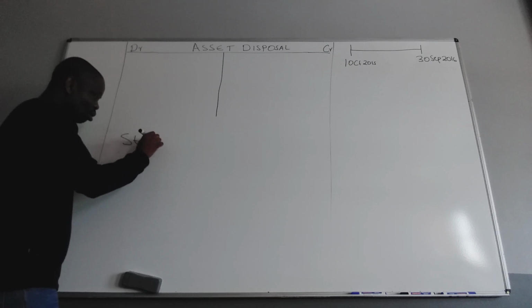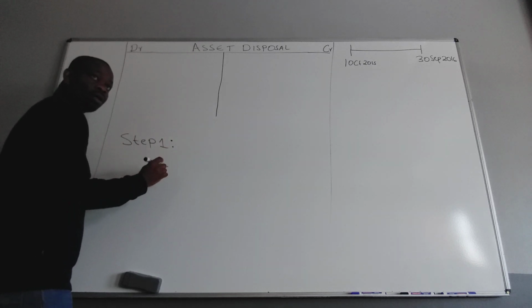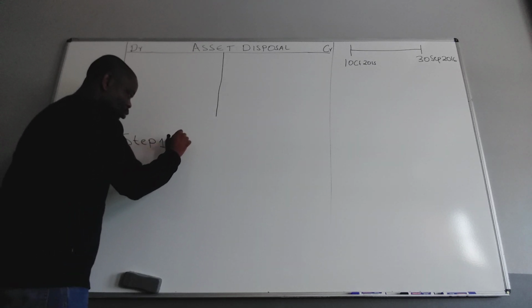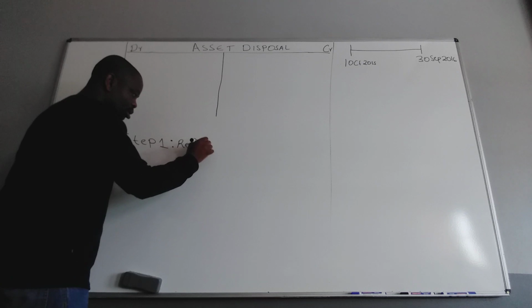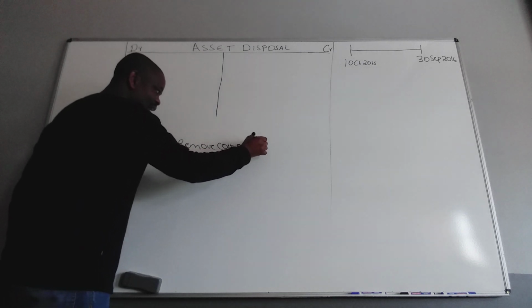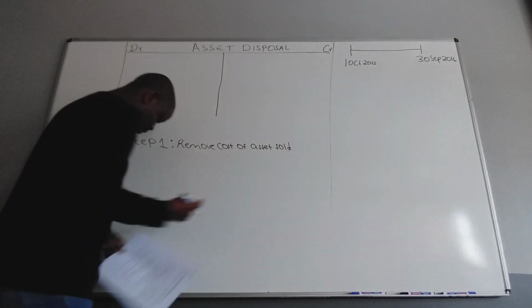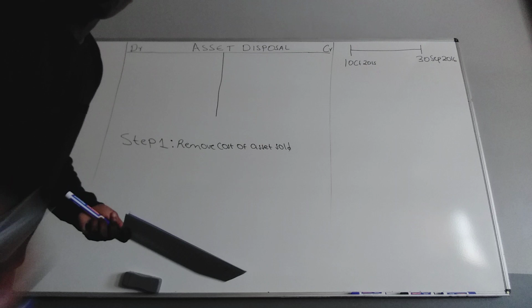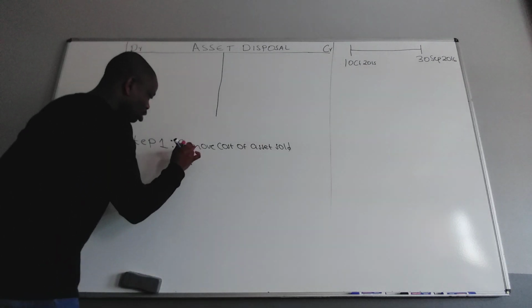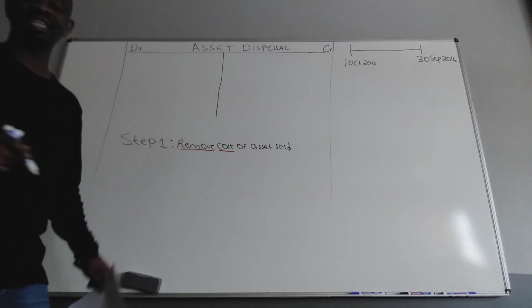Step number 1. Cost price of the disposed asset. Yes, we remove the cost of the asset sold. That is the first thing. The magic word here is to remove. So we are taking it out. We are removing the cost, but for the asset that we sold.